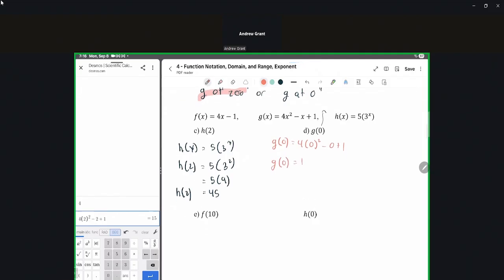f of 10 is 4 times 10 minus 1. 4 times 10 is 40, minus 1, which is 39. And h of 0 would become 5 times 3 to the power of 0, but anything to the power of 0 is equal to 1, and that will be our answer. I mentioned this because, again, this lesson just kind of introduces this notation.